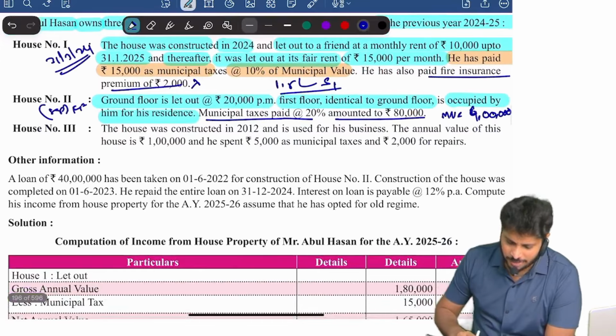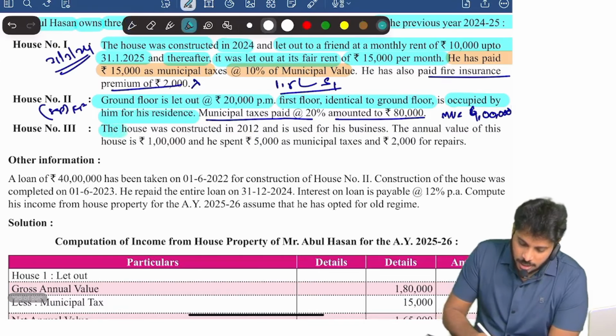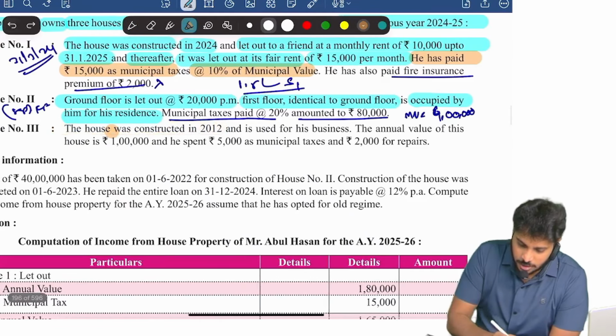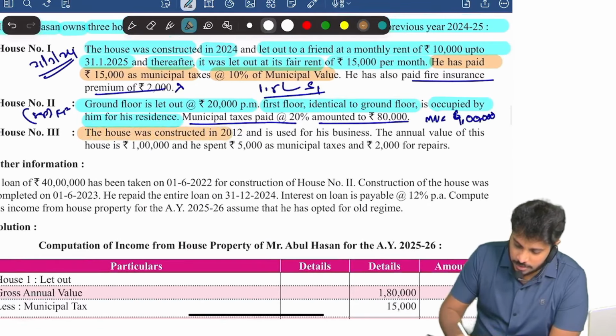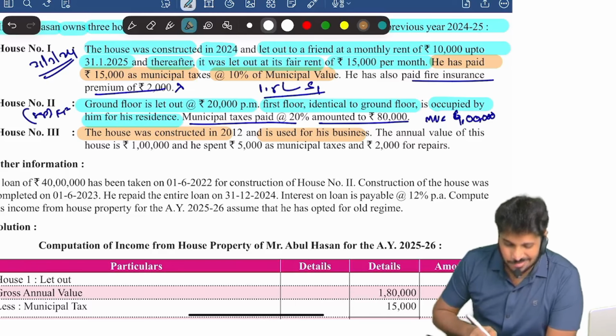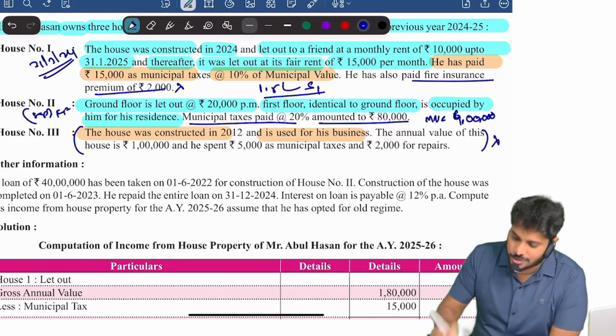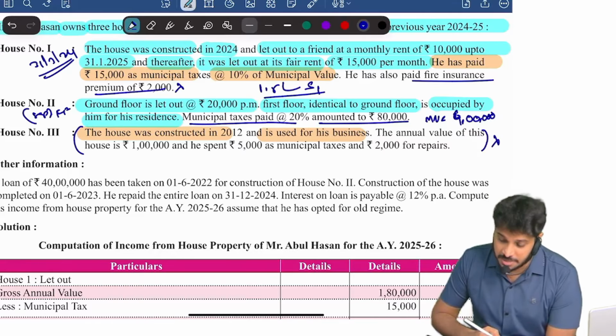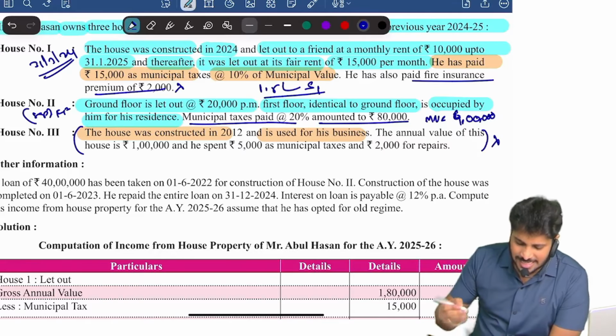Okay, fine. Third one. The house was constructed in 2012 and is used for his business. This is straight away excluded from the house property purview. Yes or no? It will be a fixed asset in PGBP. The value of the house and municipal taxes are irrelevant.